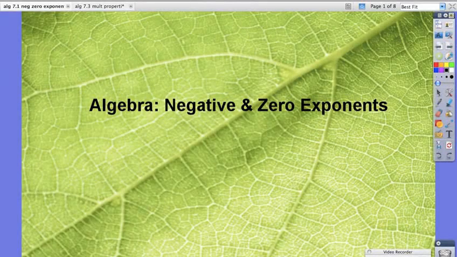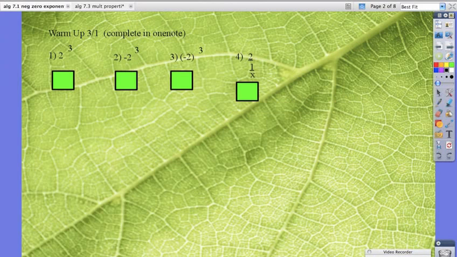Hello students, today in your algebra class you're going to be working on negative and zero exponents. So before we begin, let's try these three quick warm-up problems.